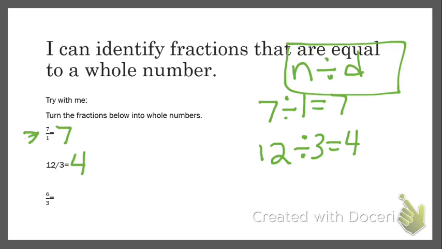Okay, let's do another one. So I have 6 over 3. Go ahead and use that numerator divided by denominator to help you out. Create your equation. Okay, your equation should look something like this. And now pause the video and think to yourself, what is 6 divided by 3? Well, 2 times 3 equals 6, so my answer is 2.